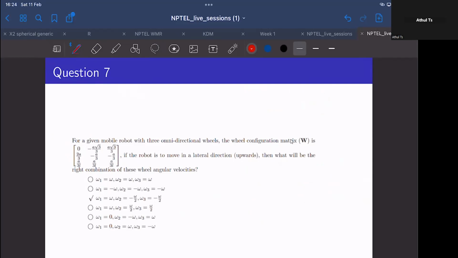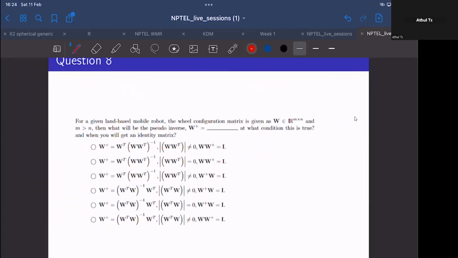Again, this is mostly related to holonomic robots and non-holonomic robots. The question says for a given land-based mobile robot, the wheel configuration matrix is given as W and M is greater than N. So what does that physically imply? We know the relation that maps the zeta vector, the vector of velocities in the robot's frame, is W times omega. So this is a system of linear equations.